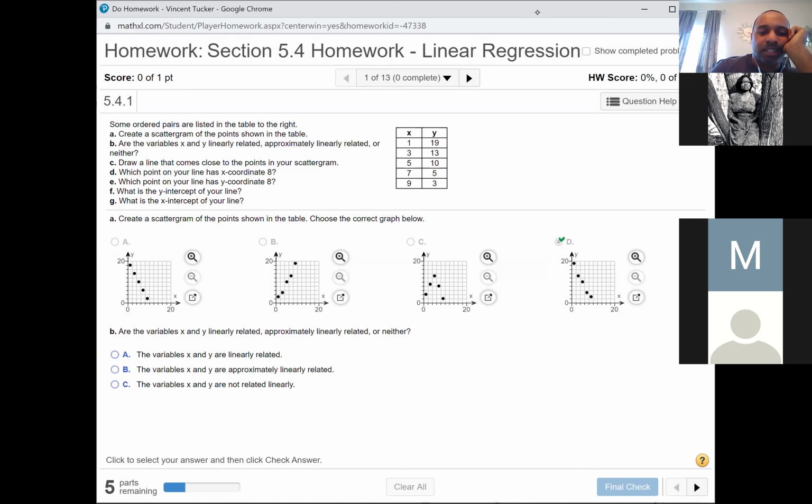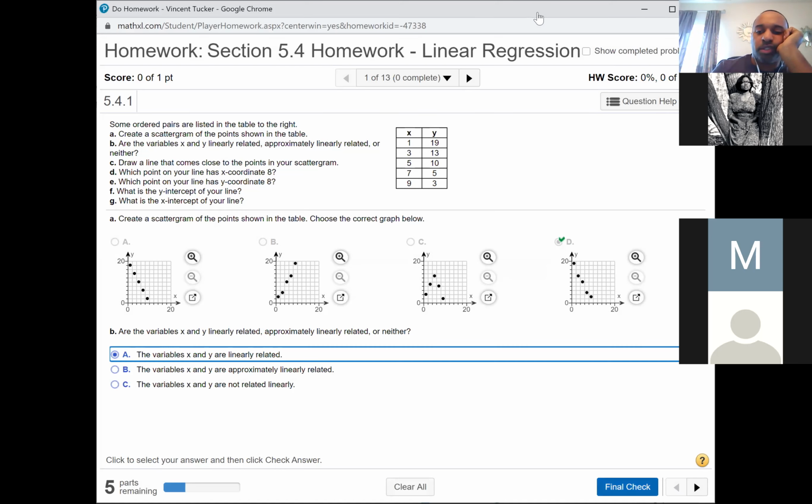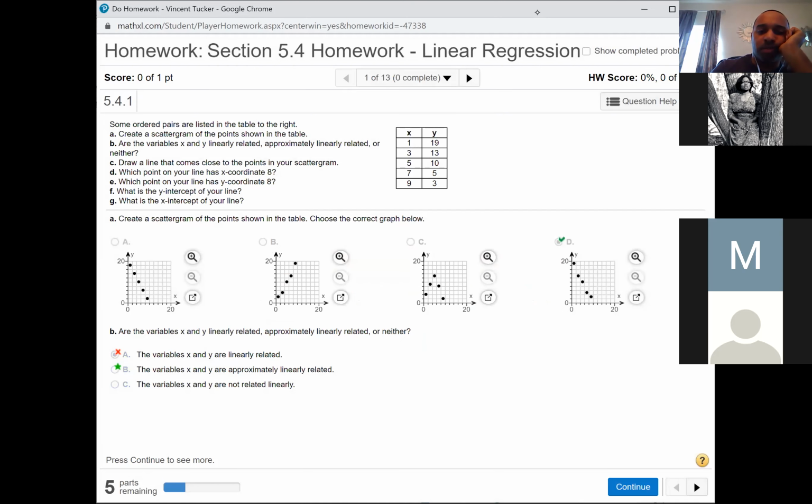And then it says, are the variables X and Y linearly related, approximately linearly related, or neither? So the keyword there is line. You want to know, are these points close to forming a line? And I would say they're linearly related. Nope, it was approximately. So yeah, approximately linearly related. If it was evidently, they're looking for the complete straight line.